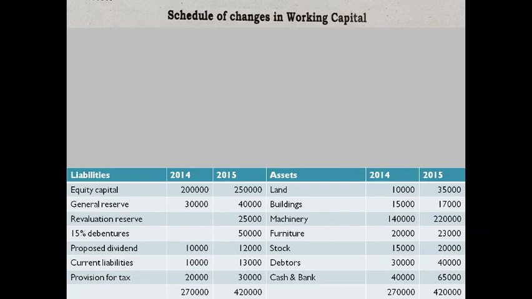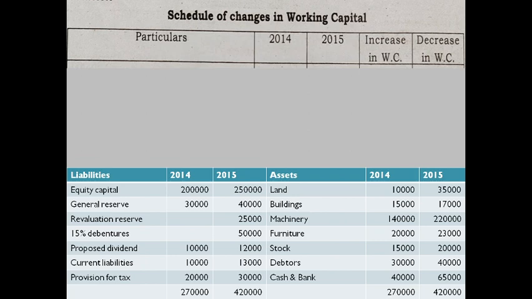For preparing the schedule of changes in working capital, it has to begin with the particulars and the years given in the question. Remember, you have to specify it properly. First column, particulars. After that, write down the first year given in the question, followed by the coming year. After that, increase in working capital, then decrease in working capital. Every schedule begins with current assets. On the basis of the details given, you know which items come under the category of current assets. First of all, let's start with stock.